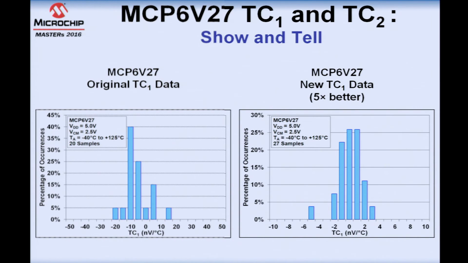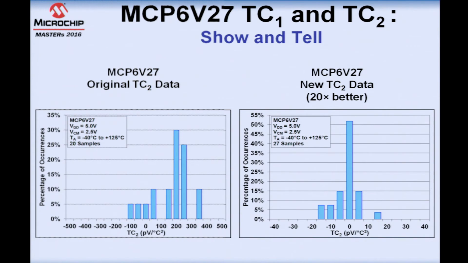And the component that we're talking about, the MCP6V27, did not change. It's the same component. What changed was our measurement technique. And here's the quadratic temperature coefficient, same type of thing. In this case, it was 20 times better.